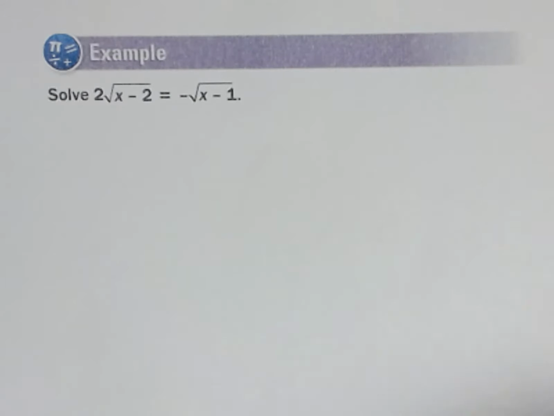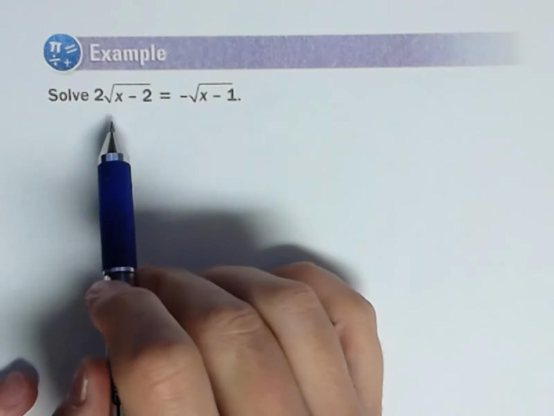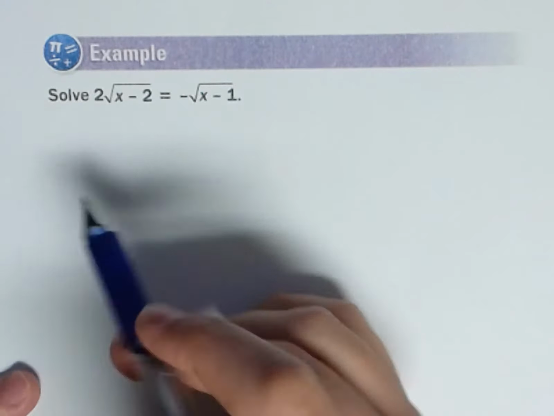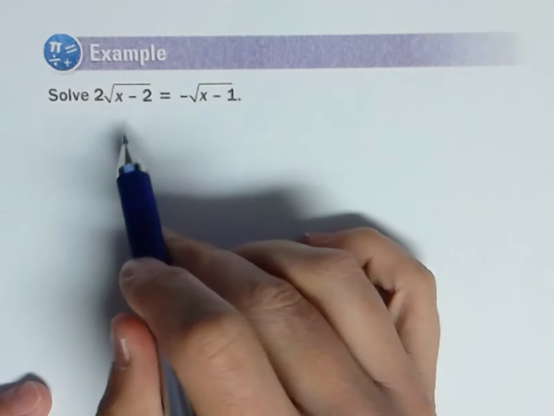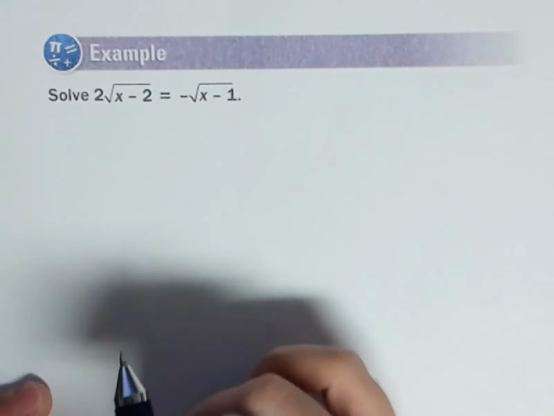Okay, we've got another example here working with radicals. Notice we've got multiple radicals in this equation. Now, they might have started out on the same side. If so, the same principles apply.